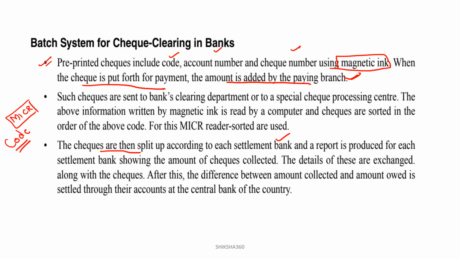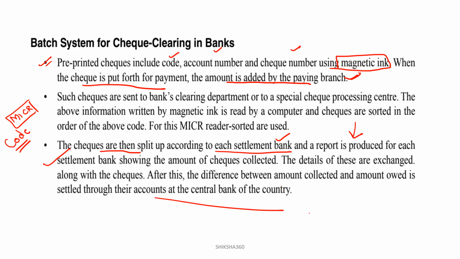The checks are then split according to each settlement bank, and a report is produced for each settlement bank showing the amount of the checks collected. The details of these are exchanged along with the checks. After this, the difference between the amount collected and the amount due is settled through their accounts at the central bank of the country.